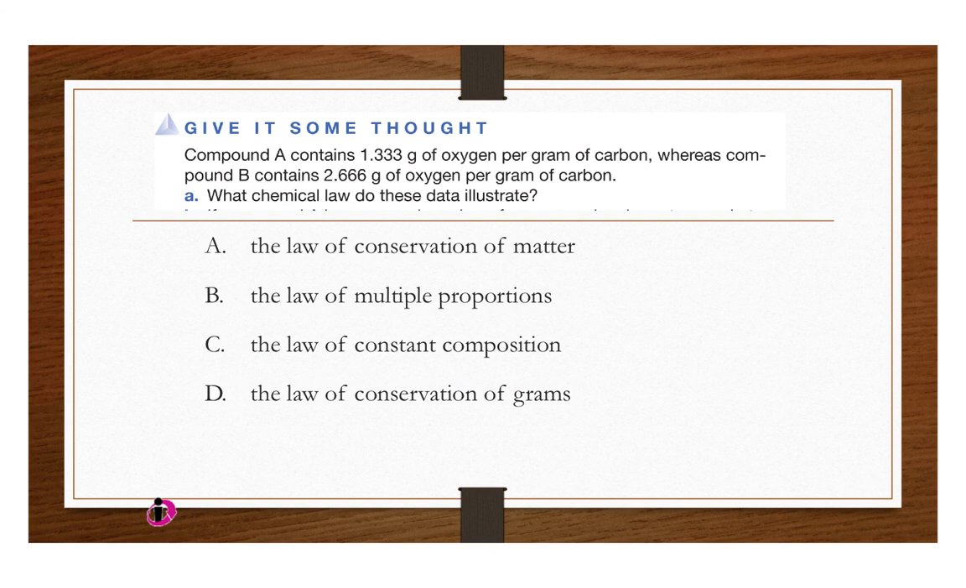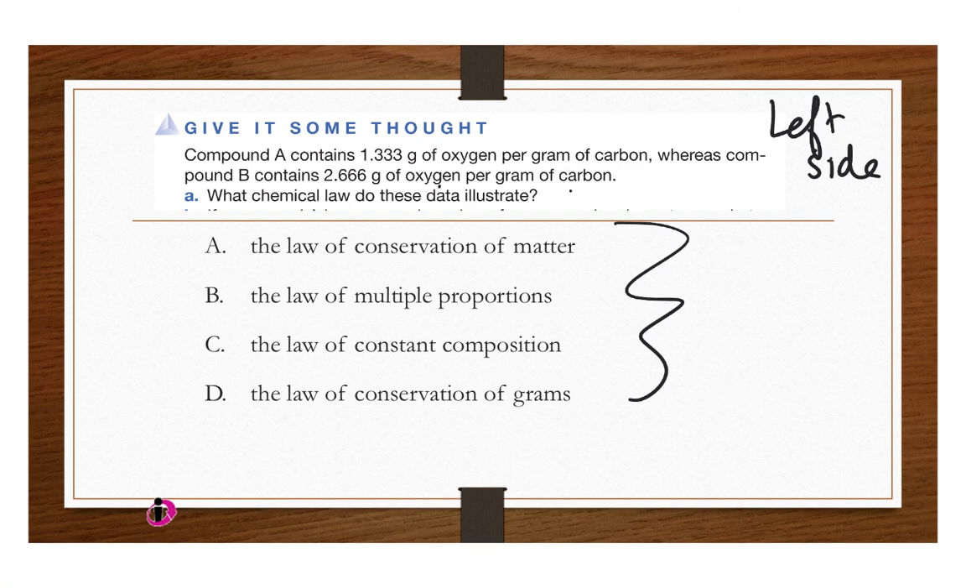So you can go left side on this. So here we go. It says compound A contains 1.33 grams of oxygen per gram of carbon, whereas compound B contains 2.66 grams of oxygen per gram of carbon. Which chemical law do these illustrate? There are your choices. Make a choice right now. Jot it down. Come back.